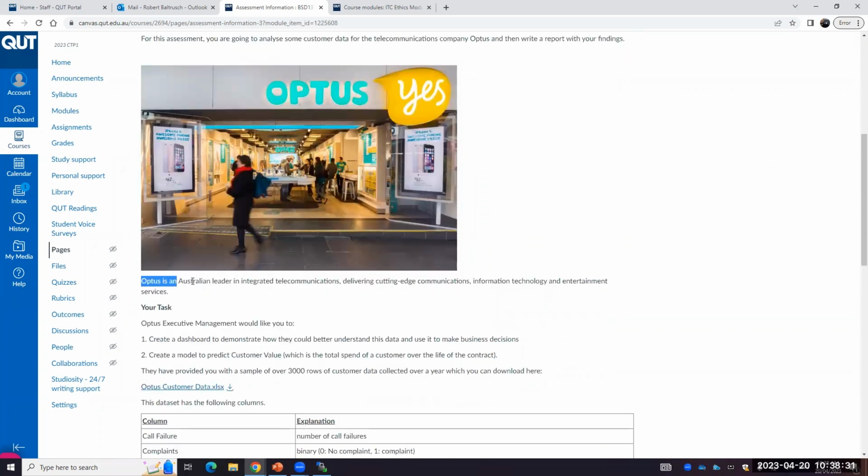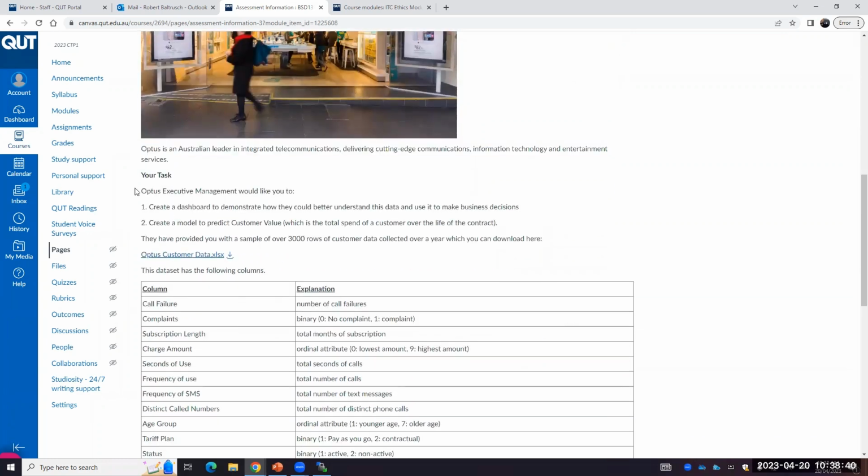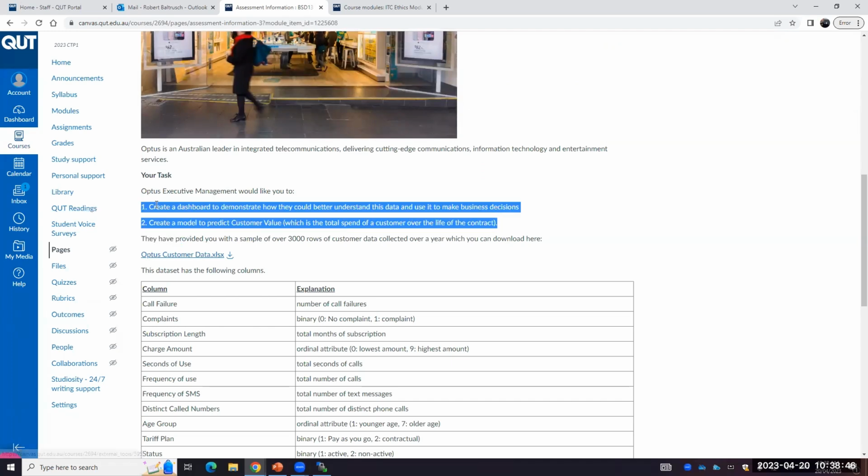So just a bit of background. Optus is an Australian leader in integrated telecommunications, delivering cutting-edge communications, IT, and entertainment services. Your task. So Optus executive management would like you to do two things. Number one is to create a dashboard to demonstrate how they could better understand this data and use it to make business decisions. And the data we're talking about is in this spreadsheet here.